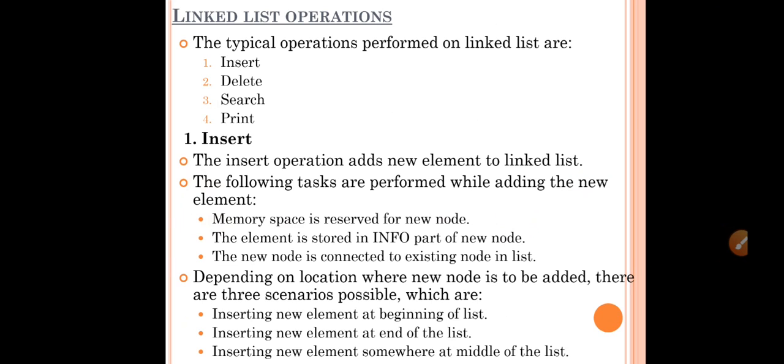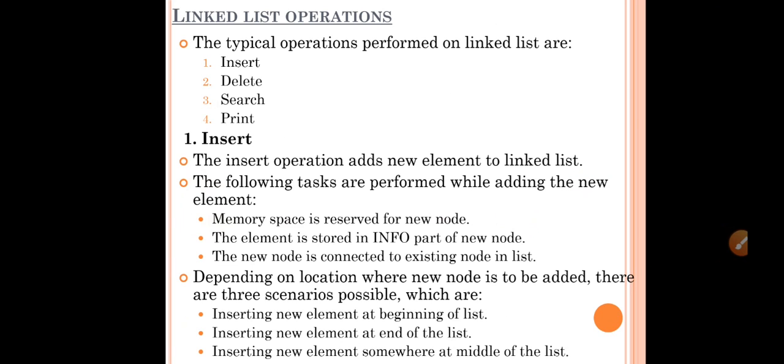The following tasks are performed while adding the new element. So which are those? We have to first check. Memory space is reserved for the new node. The element is stored in the info part of the new node. The new node is connected to an existing node in the list. So these are the three steps.